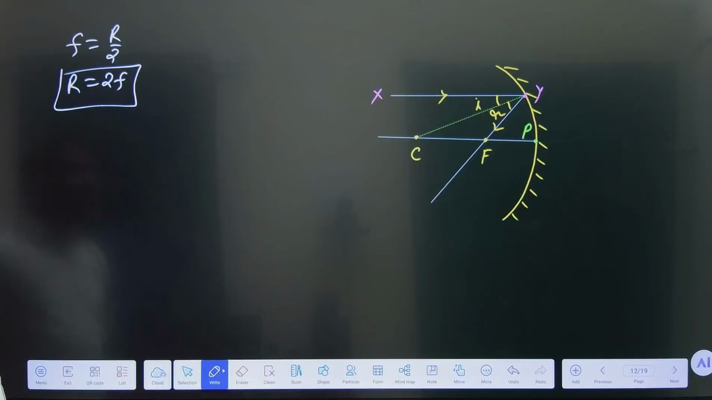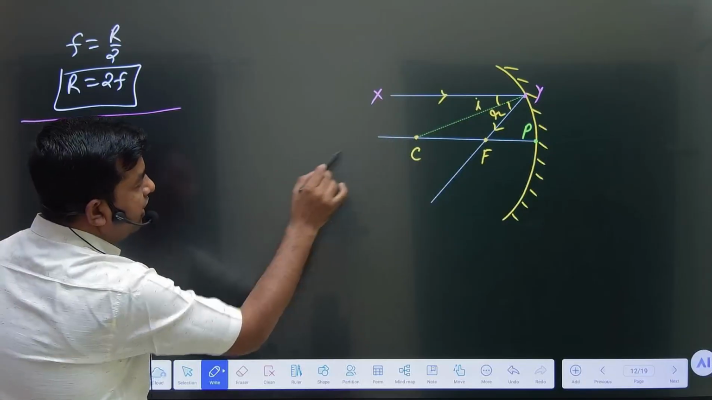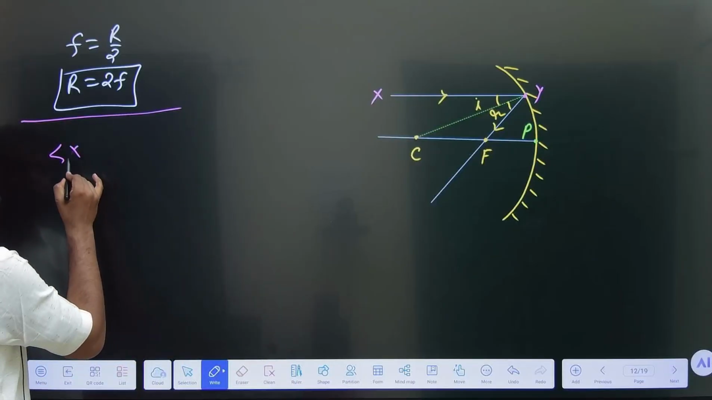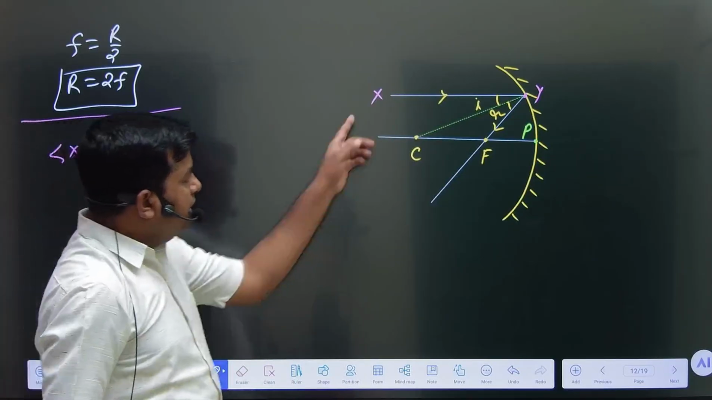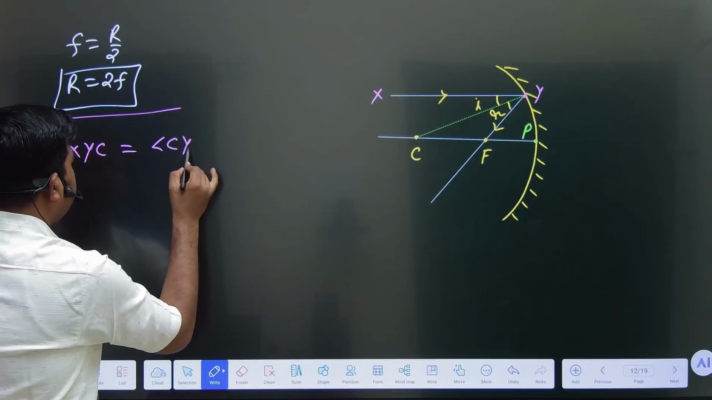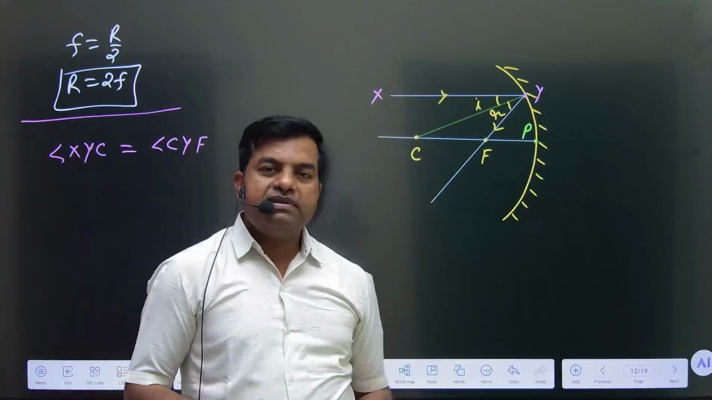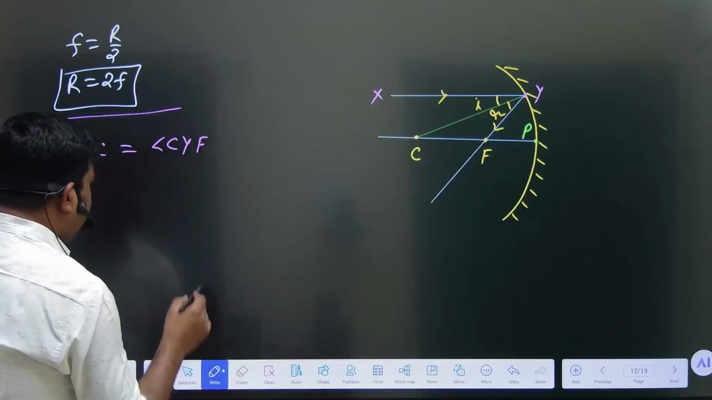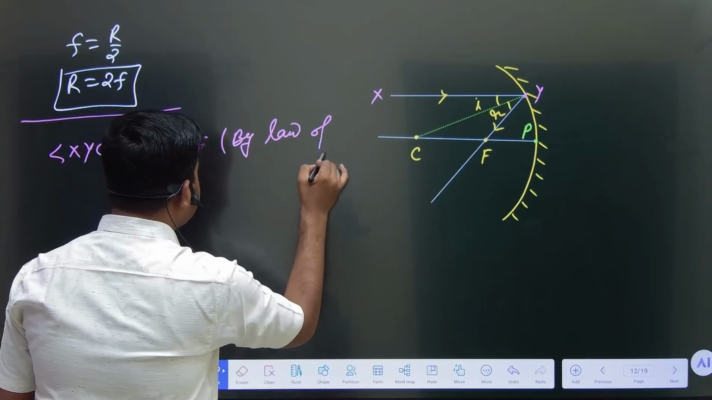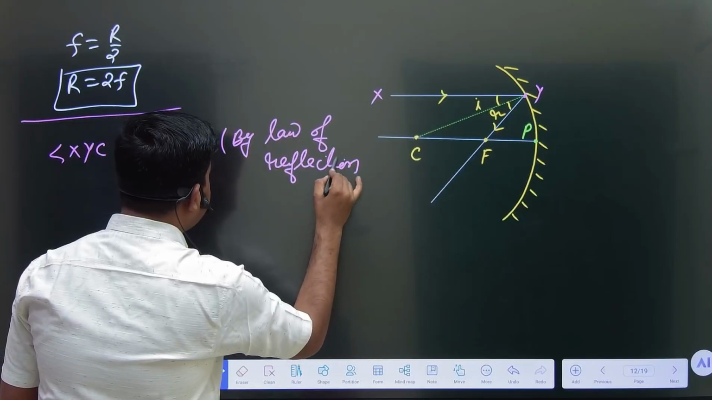So here we get angle XYC equal to angle CYF. How is it? By the law of reflection, the angle of the incident ray is always equal to the angle of the reflected ray. So we write this relation by the law of reflection. Clear to you? This is true by the law of reflection.